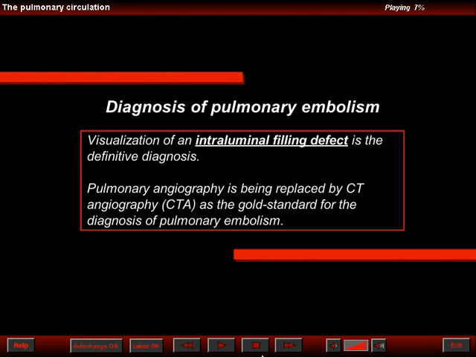Diagnosis of pulmonary embolism. The visualization of an intraluminal filling defect is the definitive diagnosis. Sometimes the cutoff of pulmonary arteries is an indirect way of establishing the diagnosis of an obstructing intraluminal process. Pulmonary angiography is being replaced by CT angiography as the gold standard for the diagnosis of pulmonary embolism.